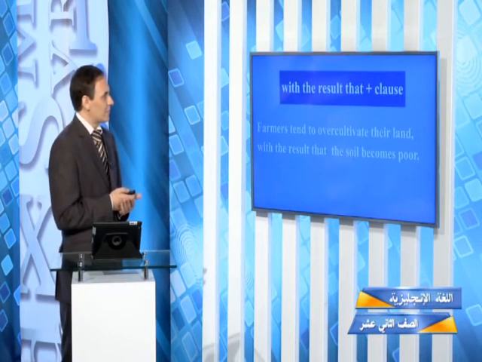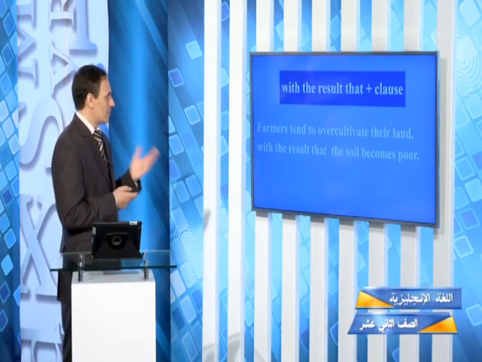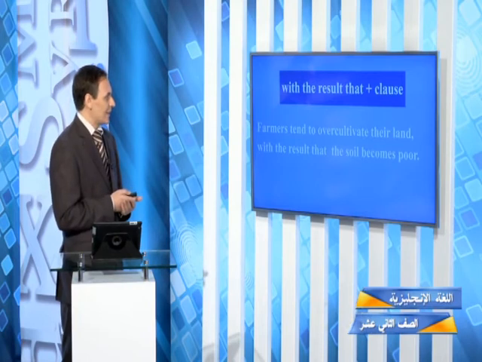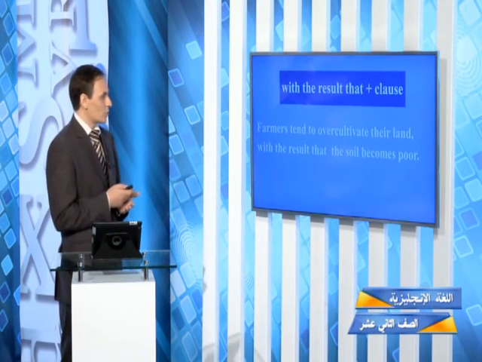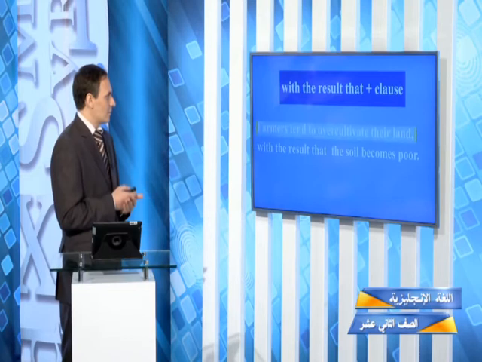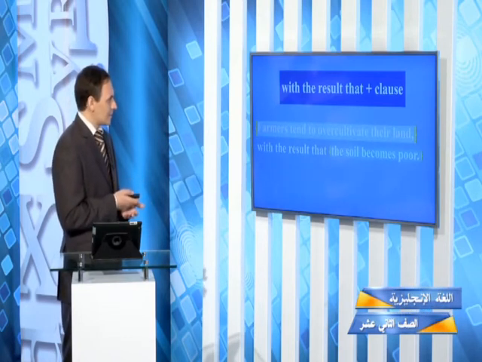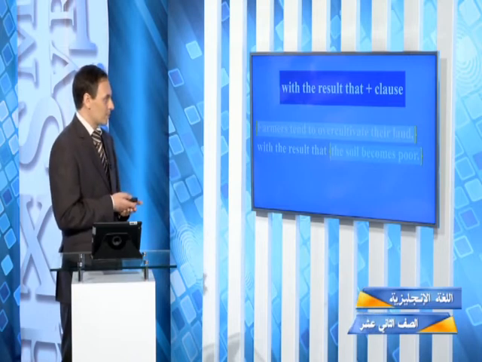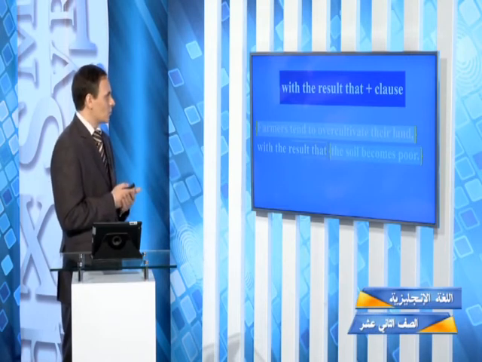With the result that, followed by a clause. Farmers tend to overcultivate their land, with the result that the soil becomes poor. Farmers tend to overcultivate their land is the cause, and the result is the soil becomes poor. The expression used is with the result that.